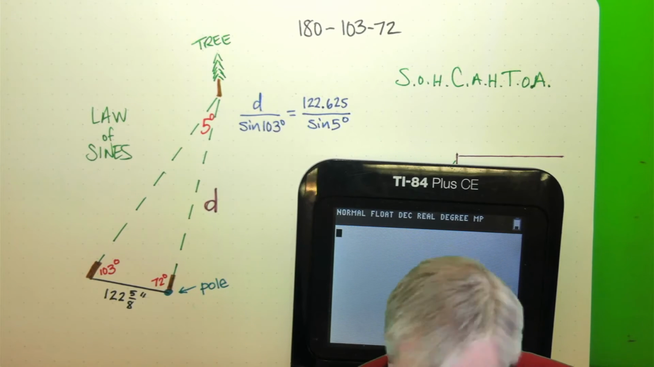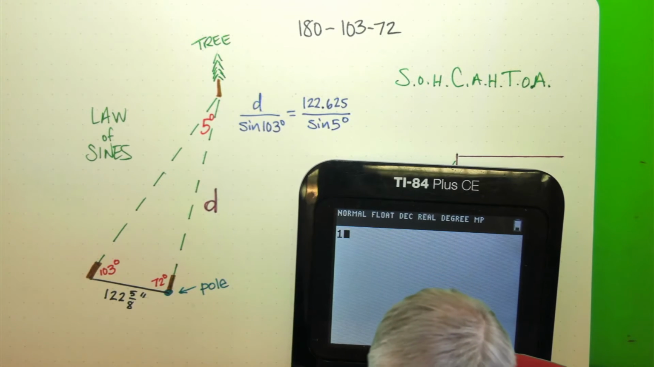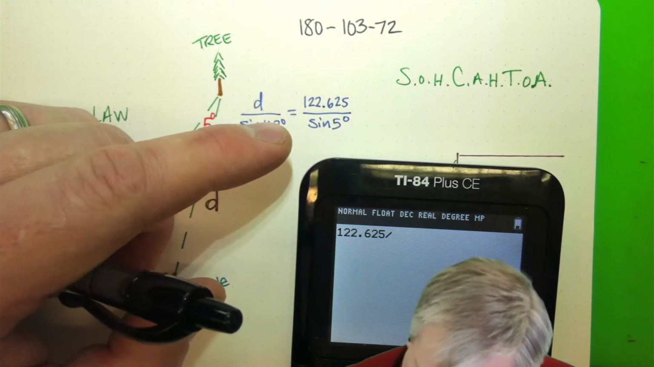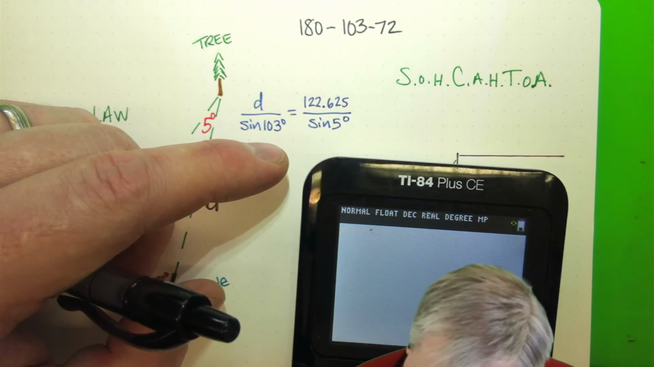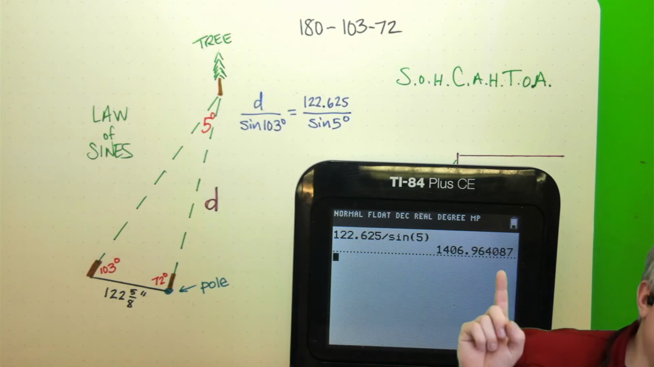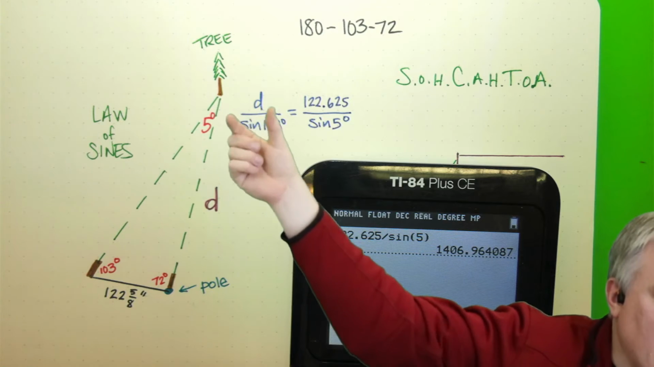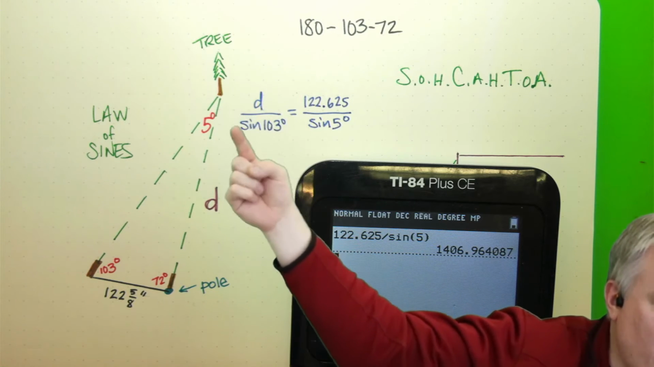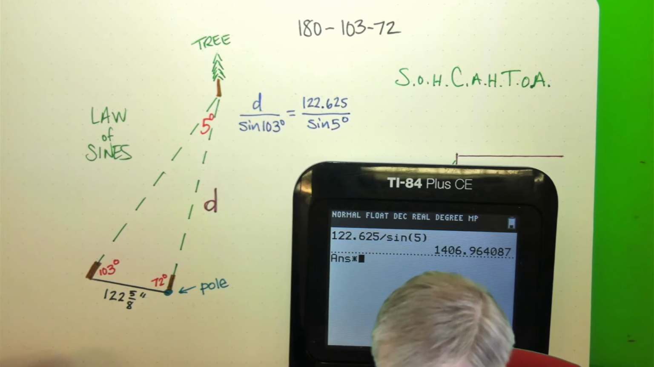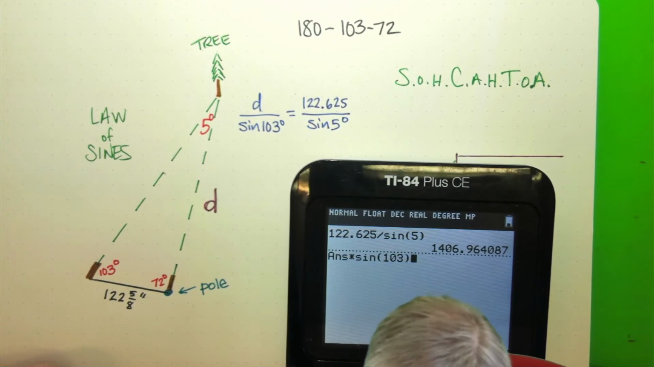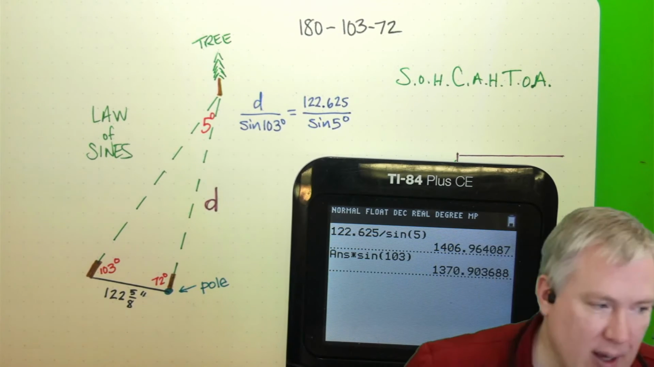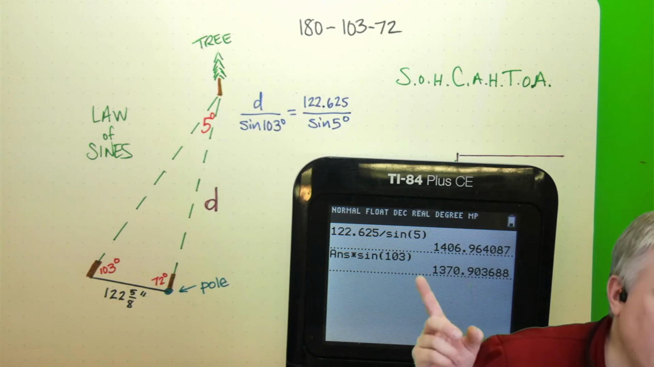So I'm going to do 122.625 divided by the sine of 5 degrees. Okay, and I get an answer here. And so that's what this part is. Now to find out what D is, I need to undo the division by multiplying by the sine of 103, times sine of 103. Okay, and this measurement was measured in inches.